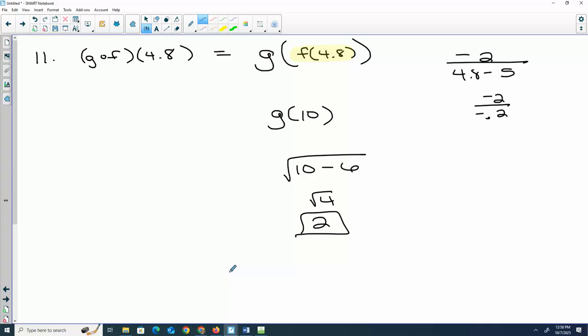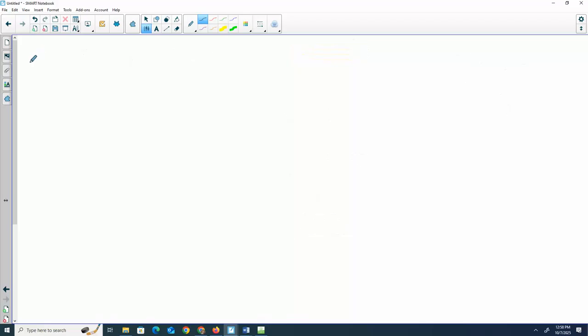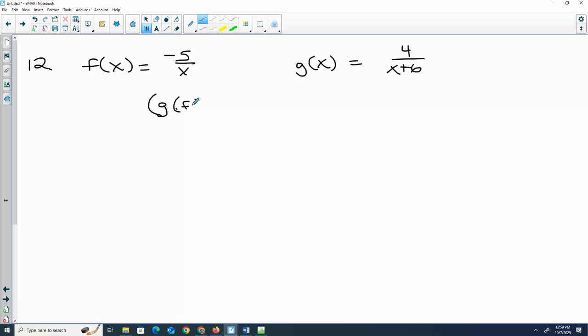Is that okay? Question number 12. There will be one like this on your test. We have F, we have G. So I asked you to find the domain of G composed with F. That means G of F of X. If I am asking you to find the domain of this, you have to actually work it out first.